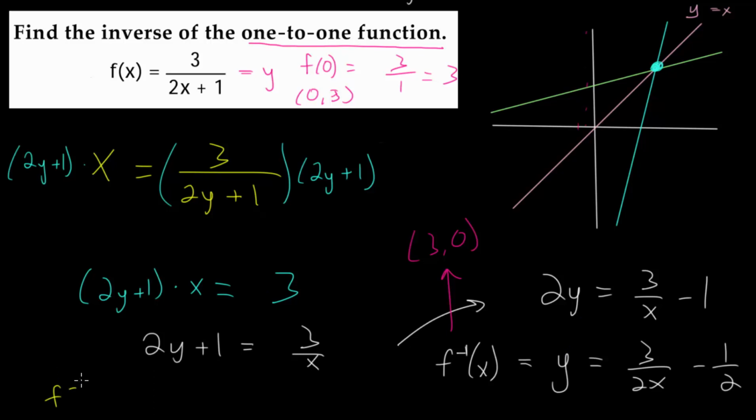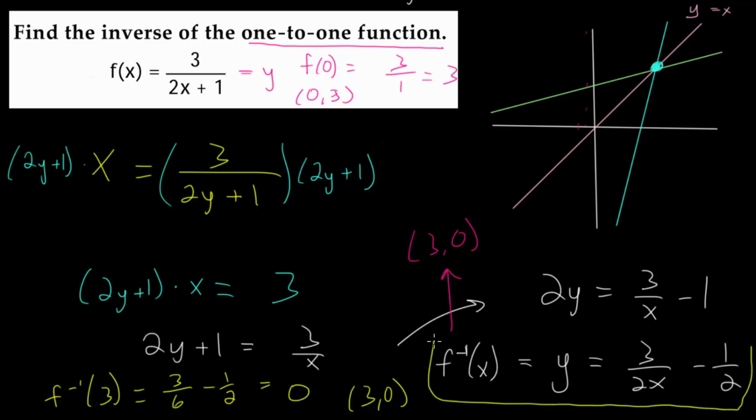If we plug in f inverse of 3, we get 3 over 2 times 3, which is 6. We're subtracting half from that. But 3 over 6 is 1/2. 1/2 minus 1/2 is 0. So we got back the point we expected, this point (3, 0), which means we can feel confident that this is in fact the inverse to our given function.